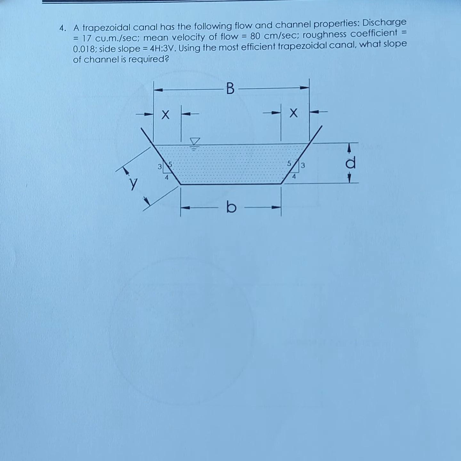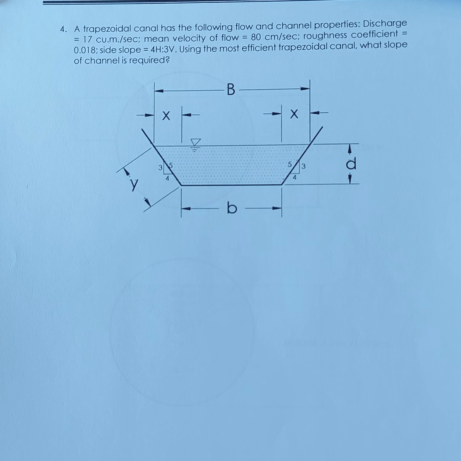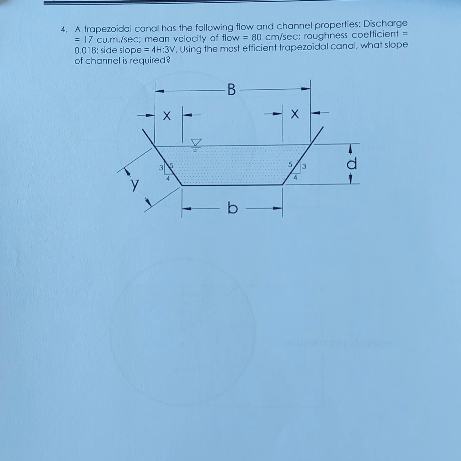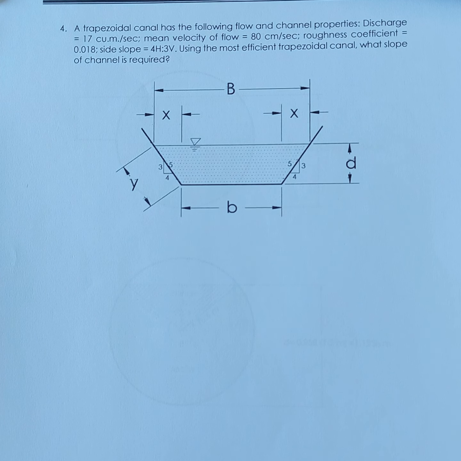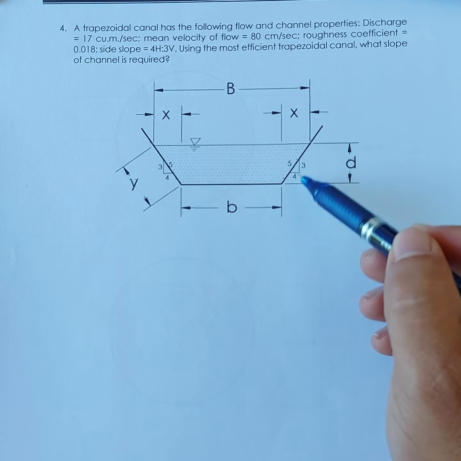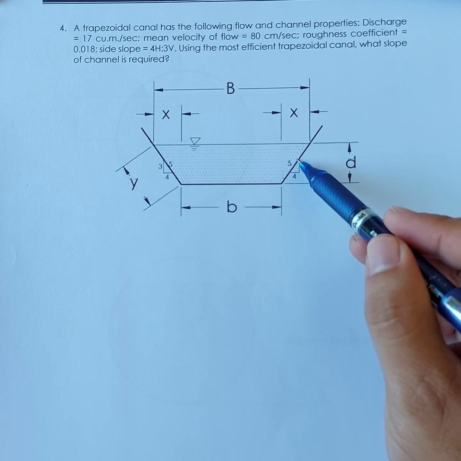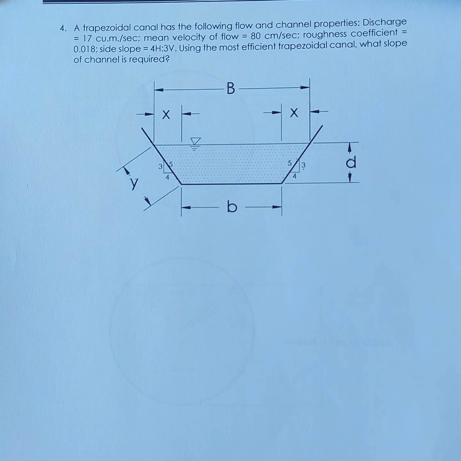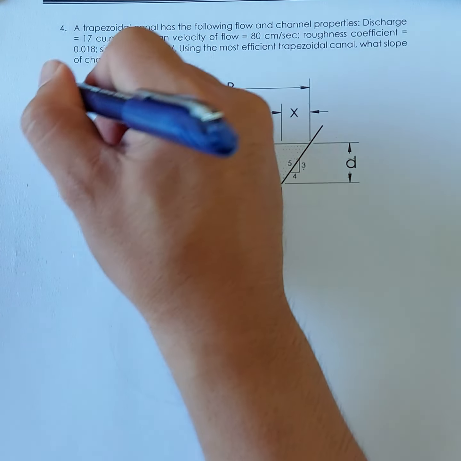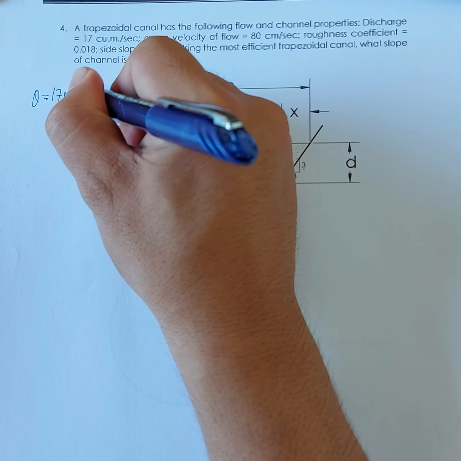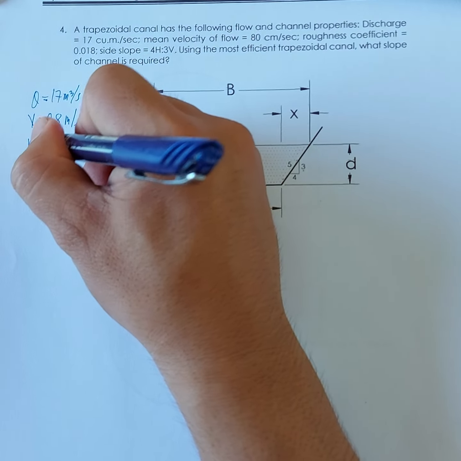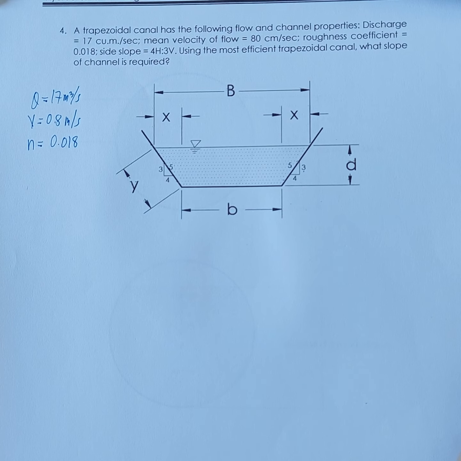The slope is the only thing missing here. So what slope of channel is required to produce such flow? So we're going to use the most efficient section with the following properties. The side slopes are 4 horizontal, 3 vertical. Of course, the special triangle, the hypotenuse would be 5. So let's note the given items. Discharge is 17 cubic meters per second. The velocity is 0.8 meters per second. Roughness coefficient is 0.018.